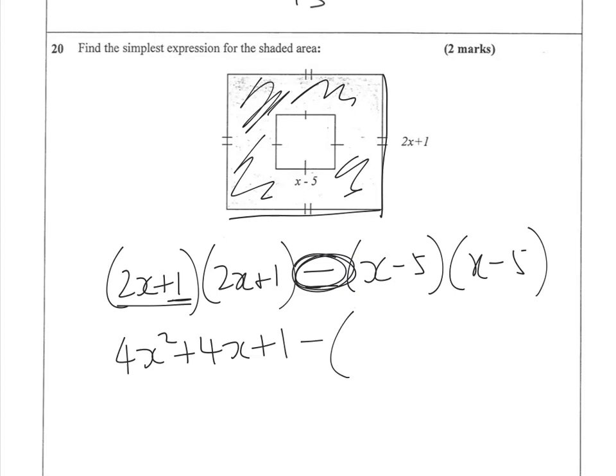And again, perfect square. So x squared. The product is negative 5. We double it to get negative 10. Square the second, and we get positive 25.